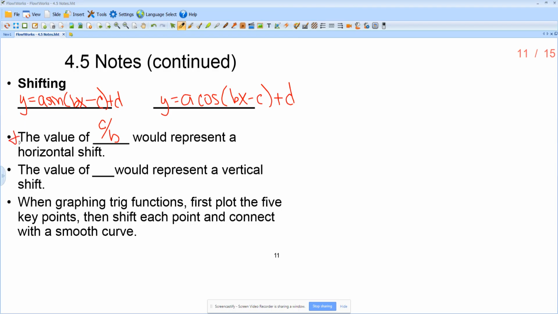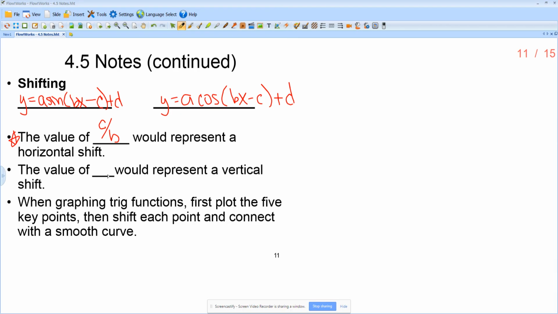Now this one is particularly important because it's tricky. It's still counterintuitive. If I had something here, we'd be like, oh okay, we're going to shift to the right, c. But with trig functions, it's actually c over b, because b is affecting the period in which this is going to repeat. So horizontal shifts are never just going to be c. It's going to be c over b. If b is 1, perfect.